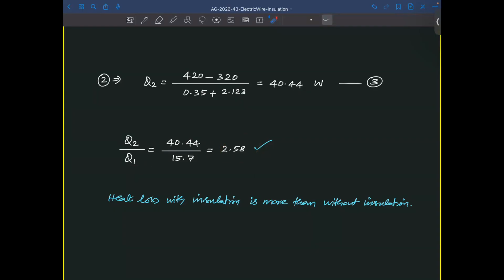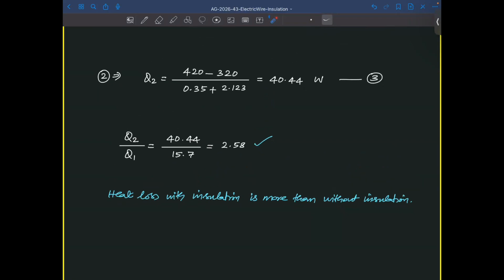Normally we expect heat loss to be lesser with insulation, but why is this appearing to be higher? So let us find the reason for this.